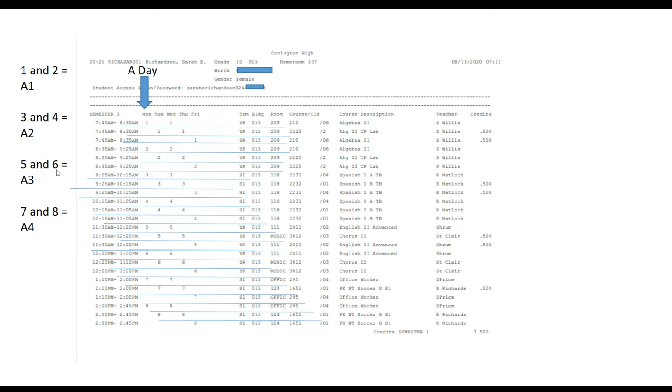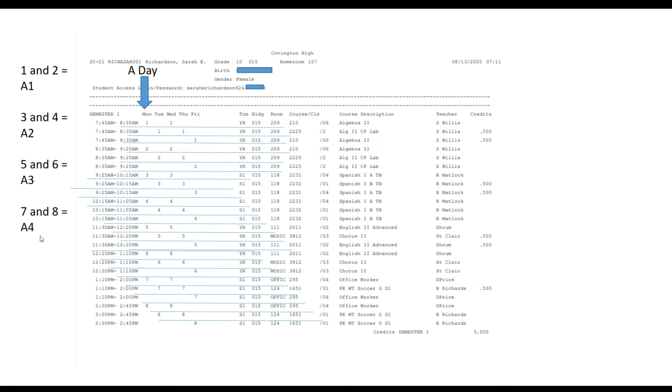And then her 5 and her 6 are considered A3. So you go down to 5 and you go down to 6. And there she has English, and on her 6th one, she has English. And then for 7 and 8, she has office worker and office worker. So for her 7 and 8 for A4, everything matches up. So if you follow that column down, 1 and 2 are A1, 3 and 4 are A2, 5 and 6 are A3, 7 and 8 are your A4 class.